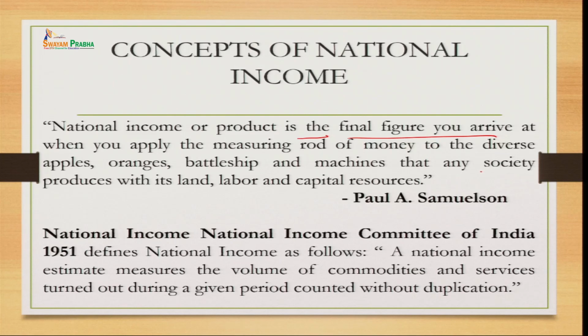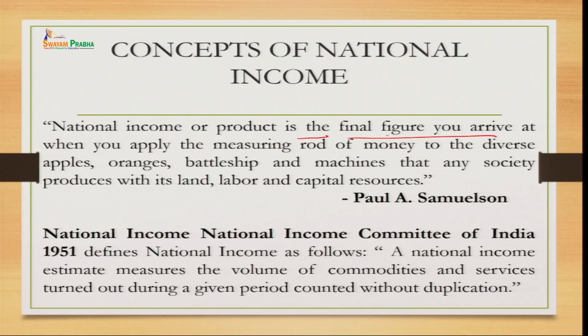That is basically considered to be national income, and as it is difficult for us to add all these goods and services together, what do we do? We calculate the money value of these goods and services. So, that is what is written here. When you calculate the final figure, you apply the measuring rod of money. This is again important, because the only way of adding these goods and services is to convert them into monetary value, right.